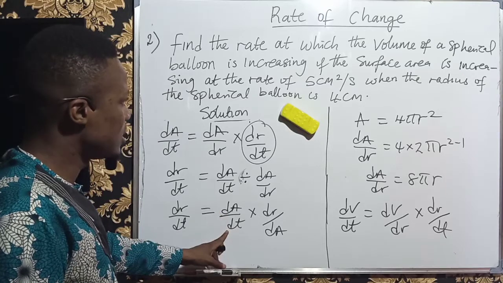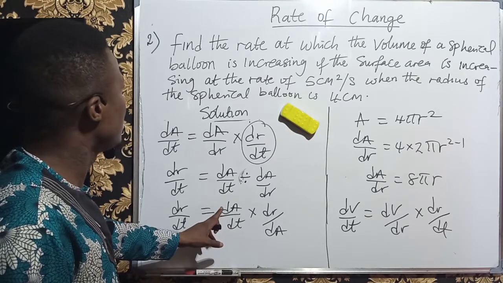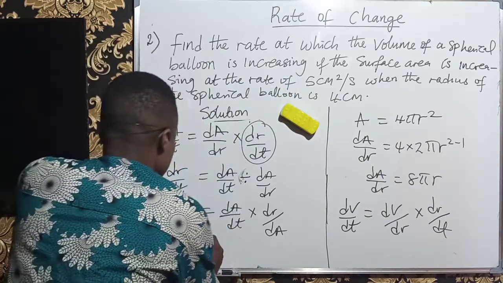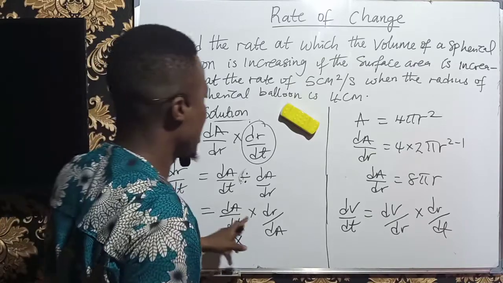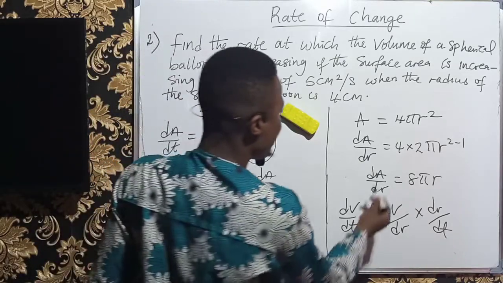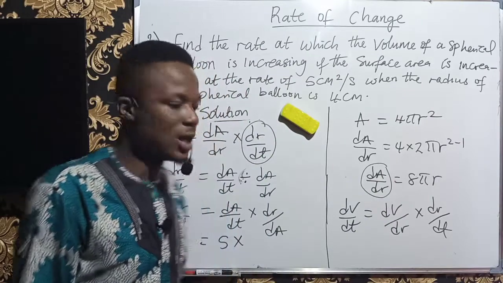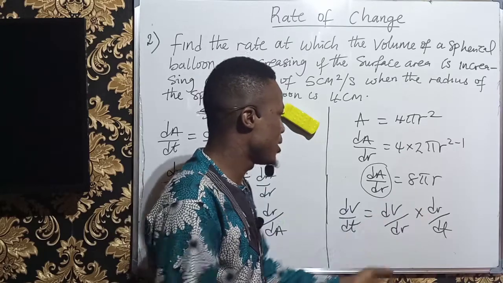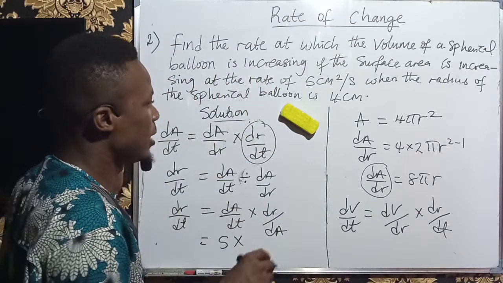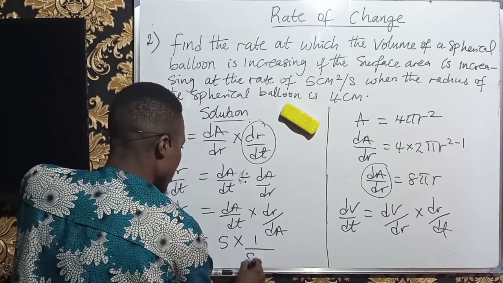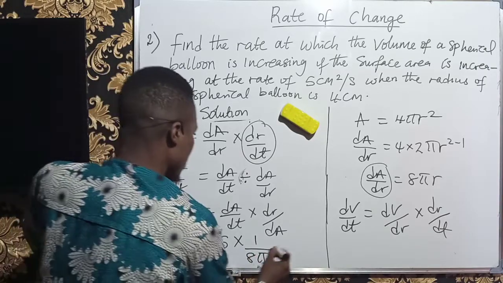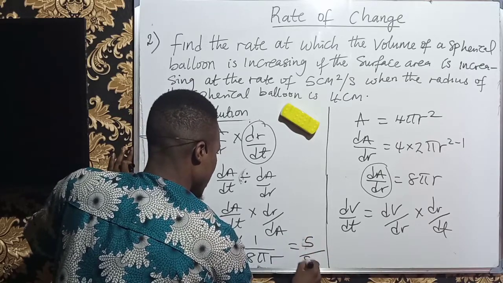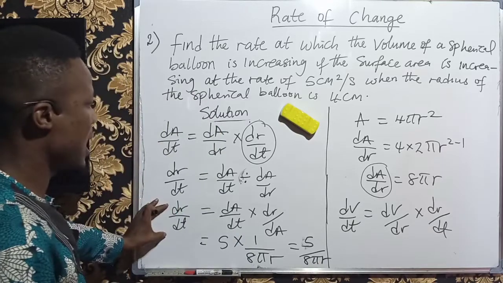So what is dA over dt? The dA dt is the rate at which the area is changing with time. So this is the rate, which is 5 centimeters squared. So I'll call it 5 times dr over dA. But here I am having dA over dr and not dr over dA. Therefore, instead of writing 8 pi r, I will turn it upside down and write 1 over 8 pi r. When I multiply this, it will give me 5 over 8 pi r. This is my dr dt.